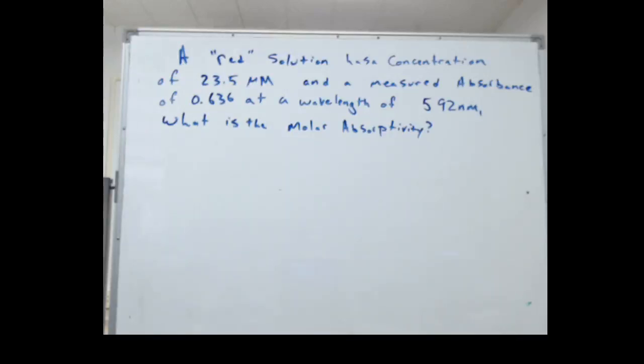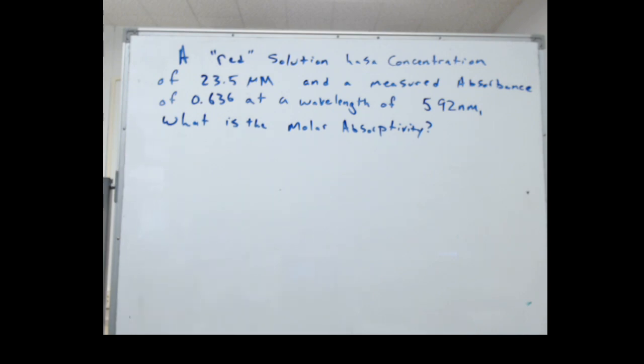Let's go ahead and do a Beer's law calculation. Take a moment, read this problem, I'll read it with you, and then we'll think through the problem together. A red solution has a concentration of 23.5 micromolarity and a measured absorbance of 0.636 at a wavelength of 592 nanometers. What is the molar absorptivity?